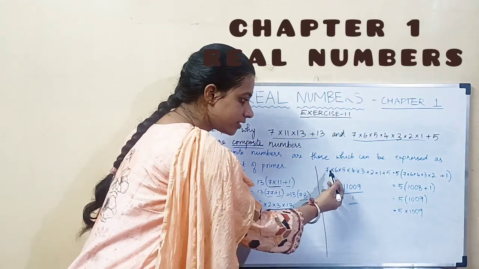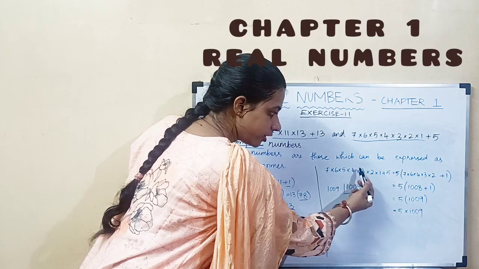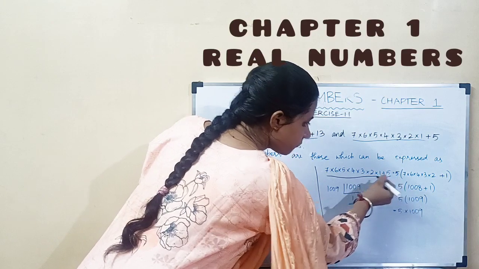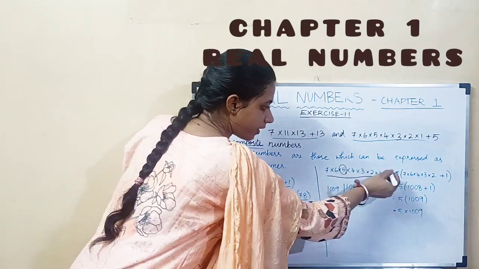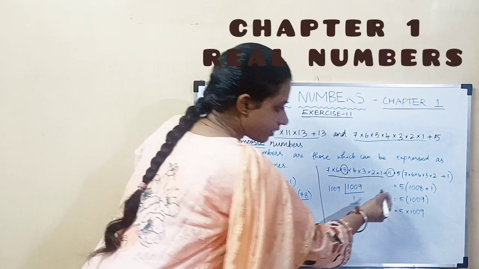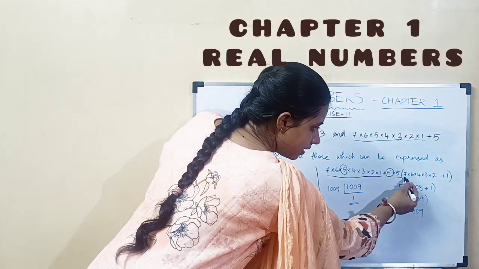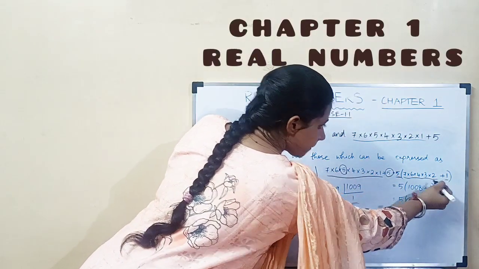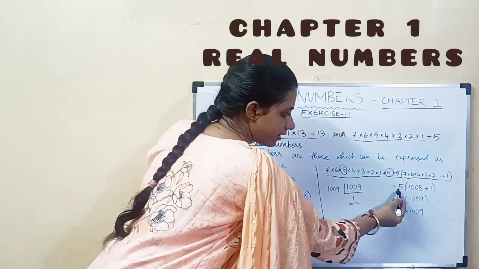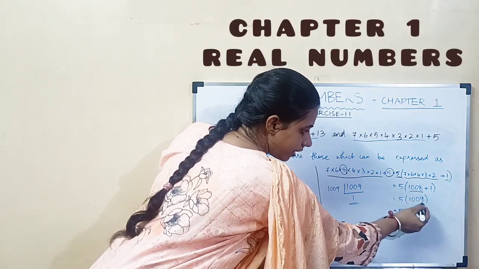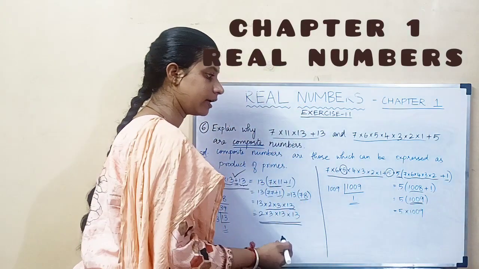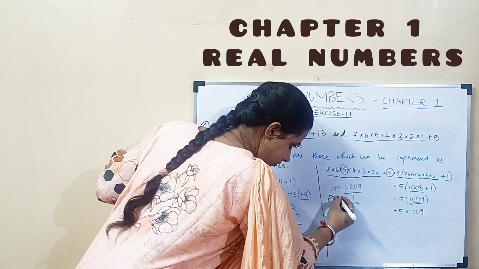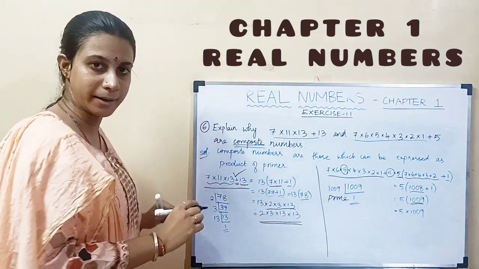The given number is 7 into 6 into 5 into 4 into 3 into 2 into 1, which is a single number, plus 5. In these two, 5 is common. So we will take it out of the bracket and inside it will be 7 into 6 into 4 into 3 into 2 plus 1. Now let's simplify. It will be 5 into 1008 plus 1 and it will be 5 into 1009. And 1009 is a prime number.